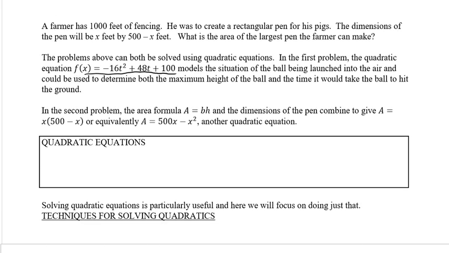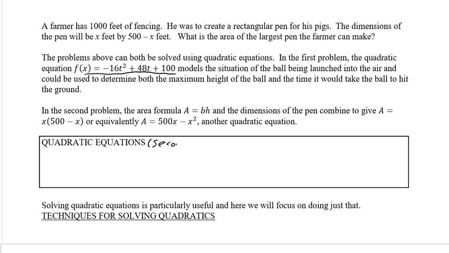In the second problem, the area formula, area equals base times height, and the dimensions of the pen combine to give area is x times 500 minus x, okay? And actually we could put 1,000 in for A as well, and we could solve that as well. So there are lots of ways quadratic equations are useful, particularly in physics involving projectile motion, okay, and various other applications.